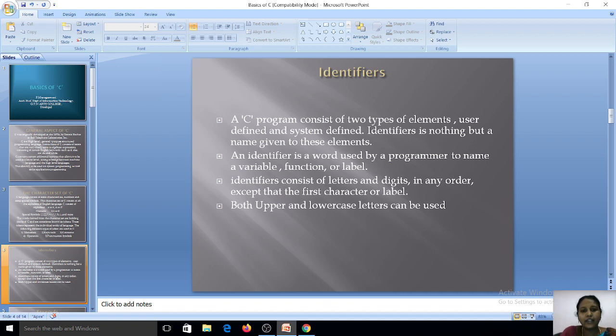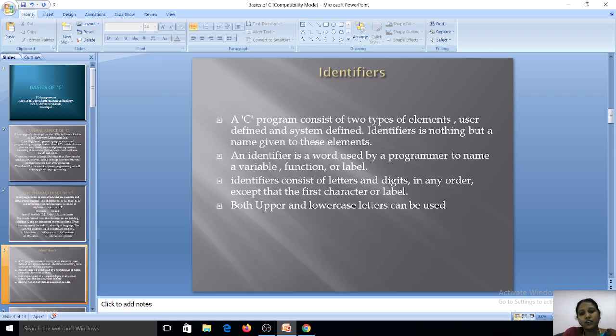First we will see about identifiers. A C program consists of two types of elements: first user defined and then system defined. An identifier is nothing but a name given to such an element. An identifier is a word used by a programmer to name a variable, function or label. An identifier is nothing but a user defined name.